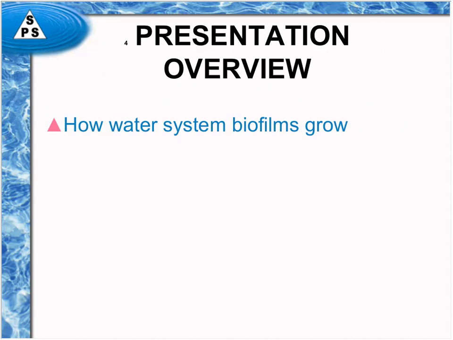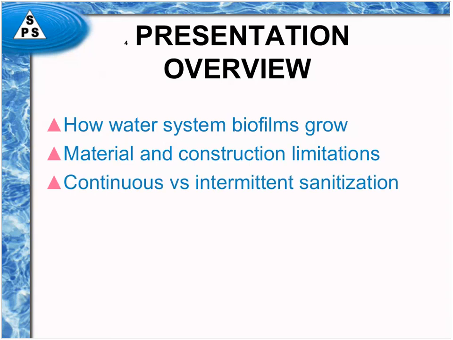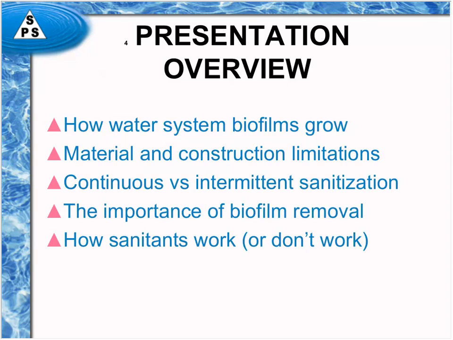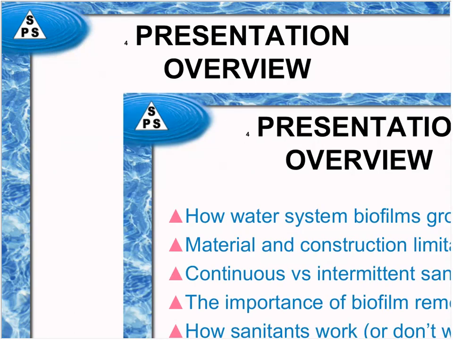Now, specifically, I'm going to cover first how water system biofilms actually grow and some limitations that can be caused by the materials of construction as well as the construction processes that are used. I'll discuss the differences between continuous and intermittent sanitization, the importance of biofilm removal. I'll go through some specific examples of some sanitants that are commonly used and how they work, and in some cases how they don't work. We'll discuss when to sanitize, and that's very, very important, and also some troubleshooting sanitization problems along the way.